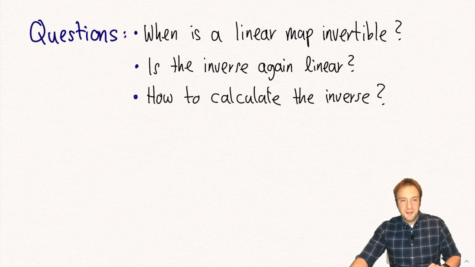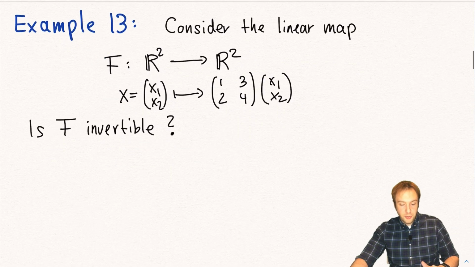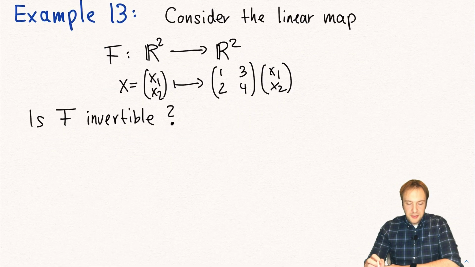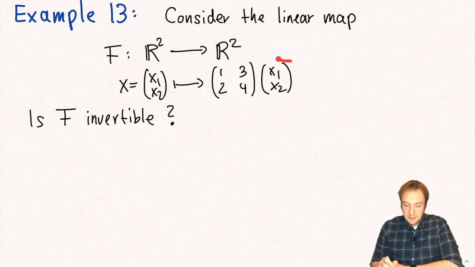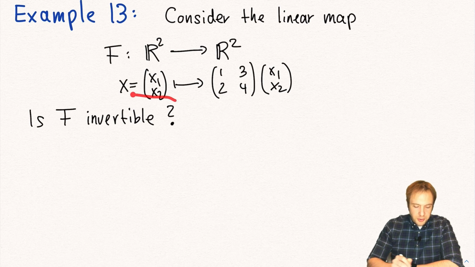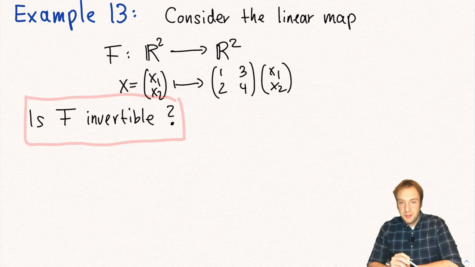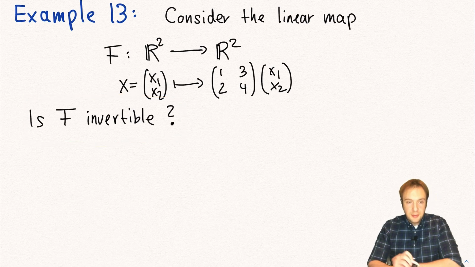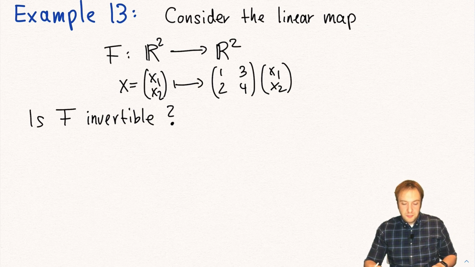Okay, so let's start by doing one example. Let's consider the following linear map from R2 to R2, which sends a vector x to this here. So we just multiply by this matrix 1, 3, 2, 4. And now we can ask, is f invertible? And what do we need to do?